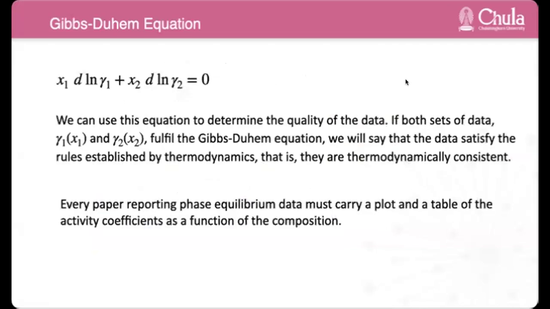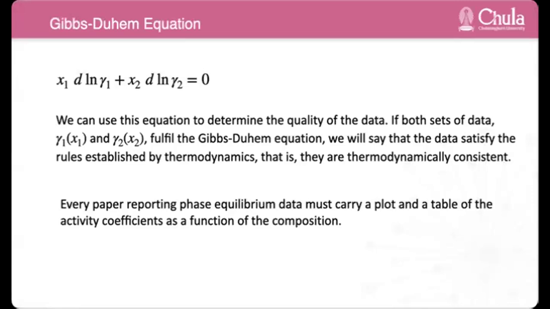Now we assume that we know the Gibbs-Duhem equation, and we can write it as x1 d log gamma 1 plus x2 d log gamma 2 equals 0. This is a very general form of the Gibbs-Duhem equation. From this expression we can determine the quality of the VLE data.